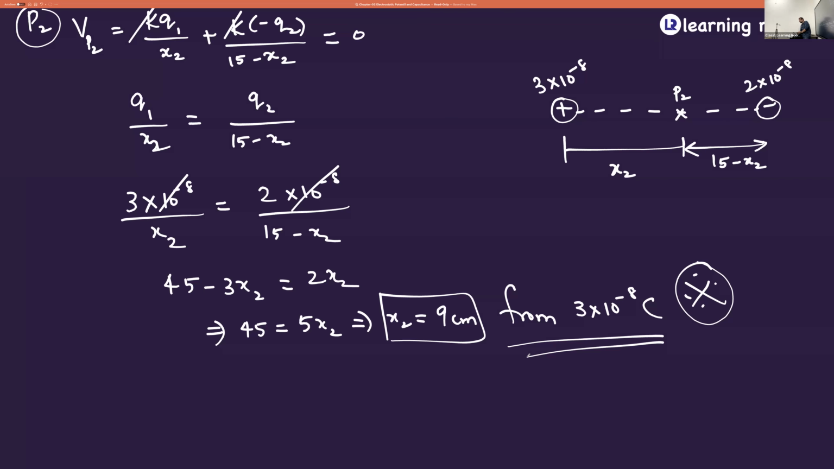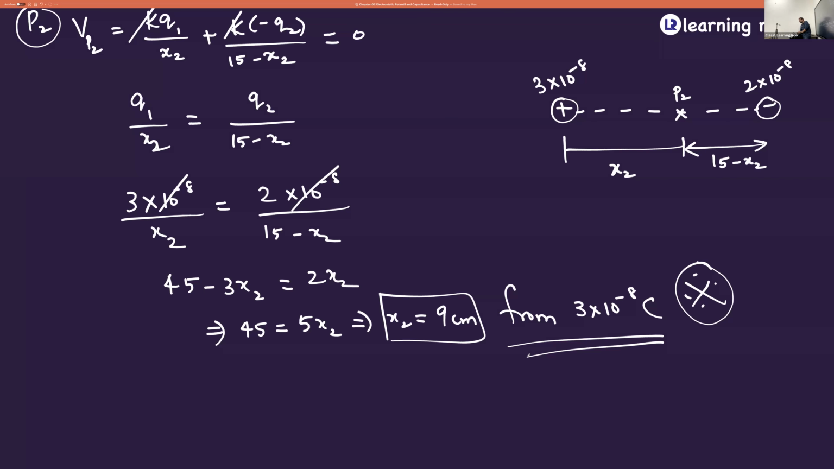So if you calculate it at point P3, then let me call this distance x3. Then the distance from the positive charge will be 15 plus x3. So this is going to be 3 into 10 power minus 8, and this is going to be 2 into 10 power minus 8. So when you calculate the potential at point P3, it is going to be K Q1 divided by 15 plus x3 plus K into negative of Q2 divided by x3, if I equate it to 0.